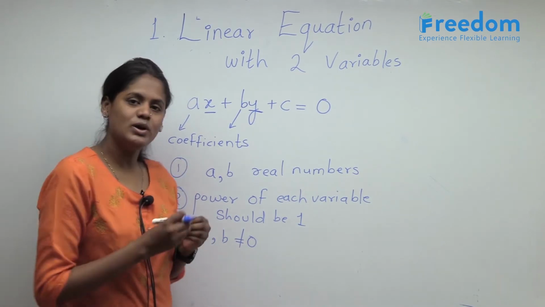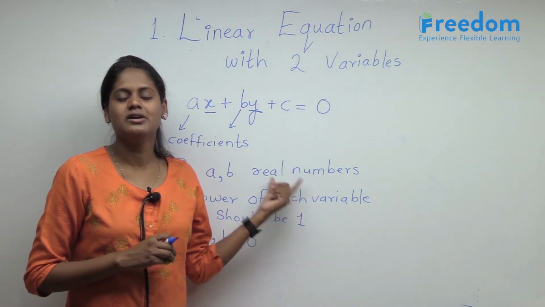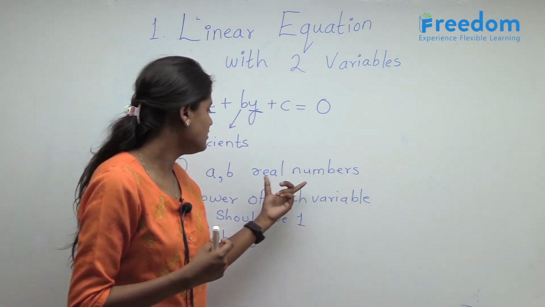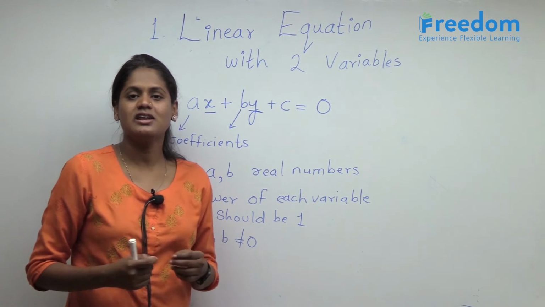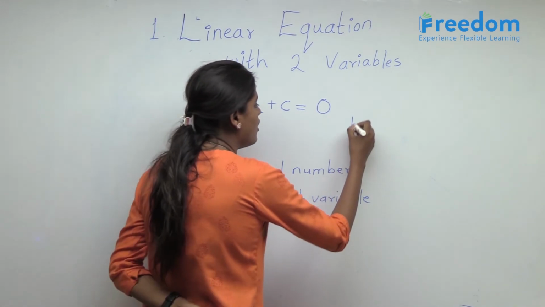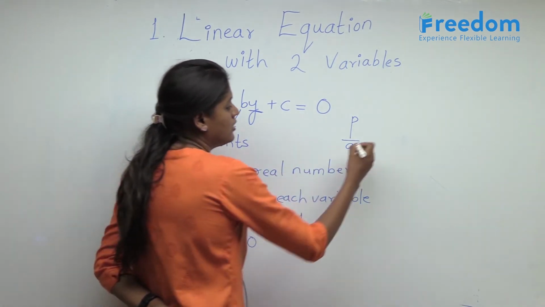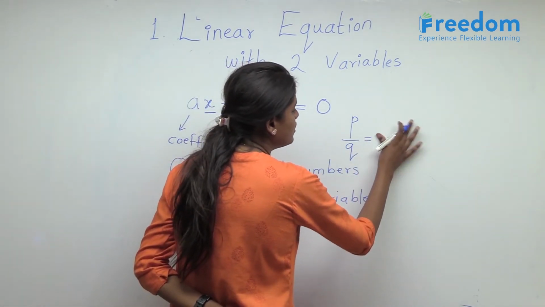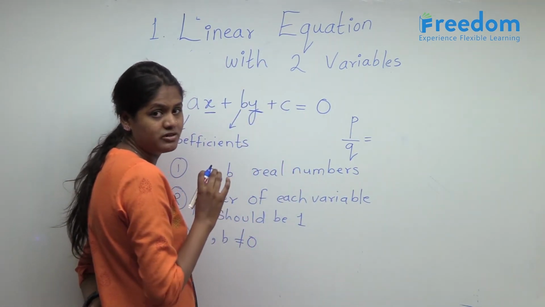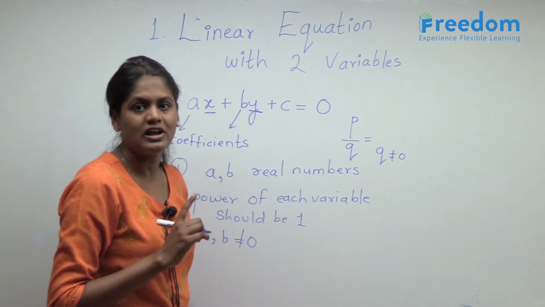Understood? Now we are going to see the next part. I think you are very well aware of real numbers. Real numbers are both rational numbers and irrational numbers. Now what are rational numbers? Rational numbers can be written in this form: p divided by q, and it should have some value. They are rational numbers, where q is not equal to 0.